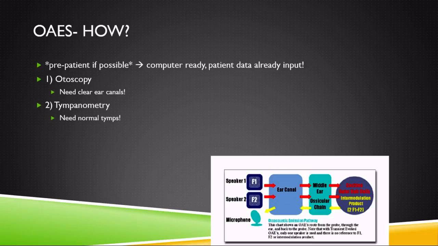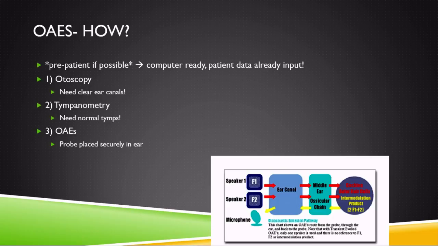However, if you had a type C TIMP and you did OAEs and the OAEs were absent, you can't really interpret that, because it could be the abnormal TIMP disrupting your OAE measurement, or the OAEs could truly be absent. So when your TIMPs are not normal and you run OAEs, you have to interpret the results with caution.